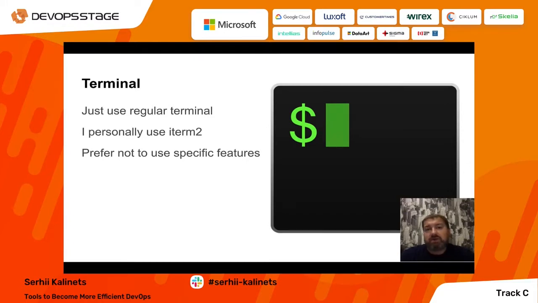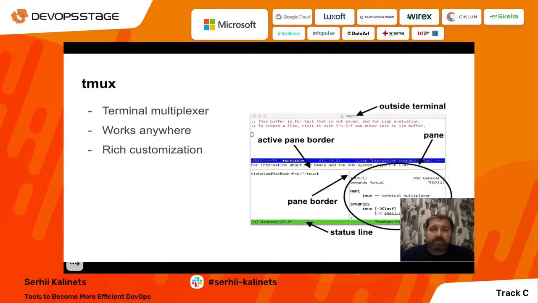Today, I'm sitting on a Mac and I'm using iTerm. Tomorrow, I can switch to some Linux machine and use another terminal there. But with my toolset, I can get almost the same experience everywhere. And the first thing that allows me to get this smooth experience everywhere is tmux.